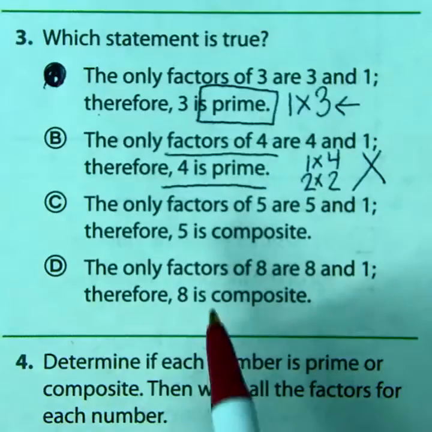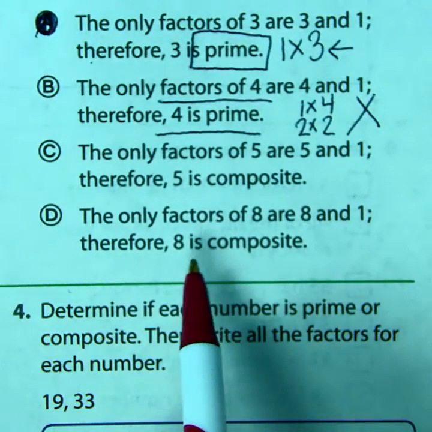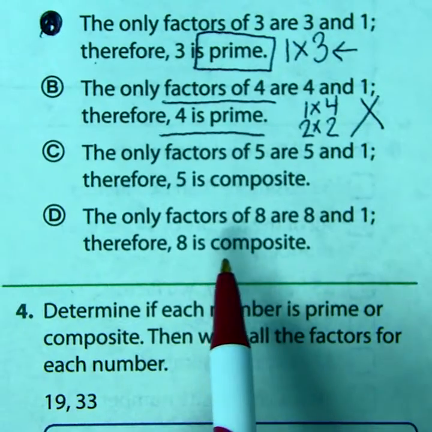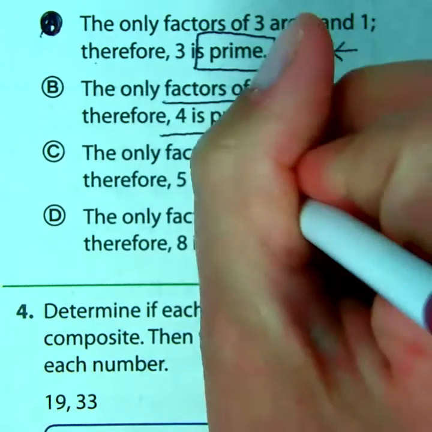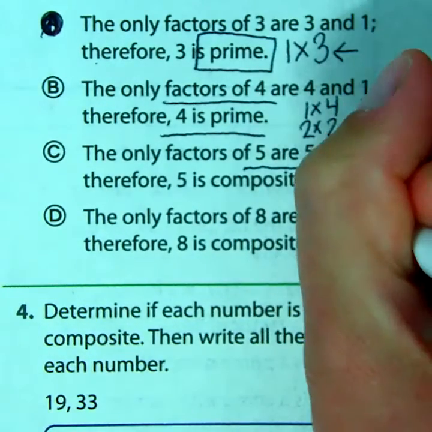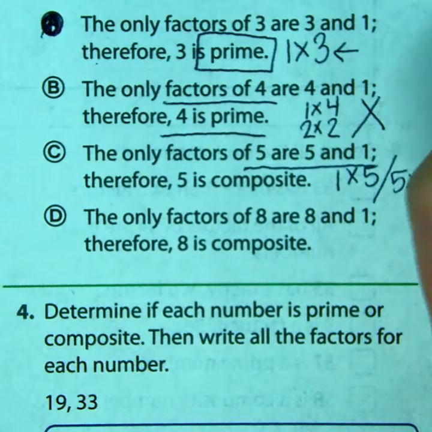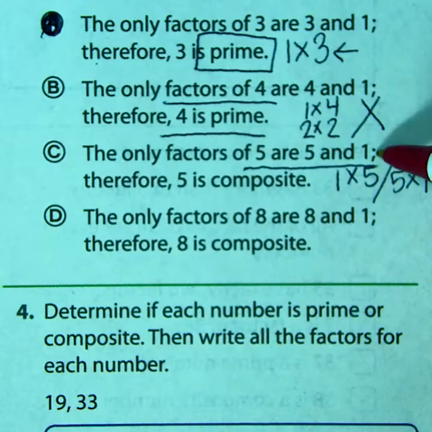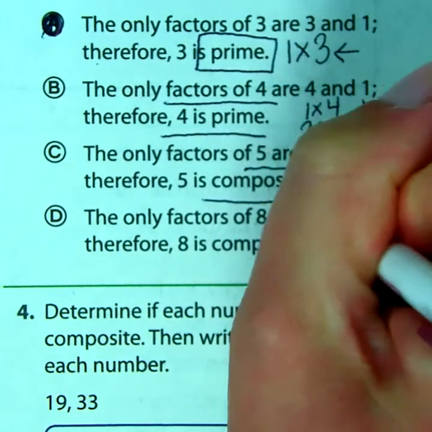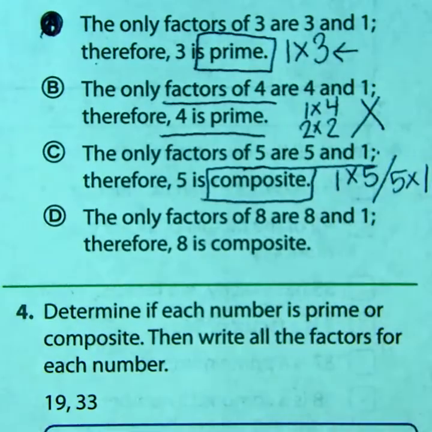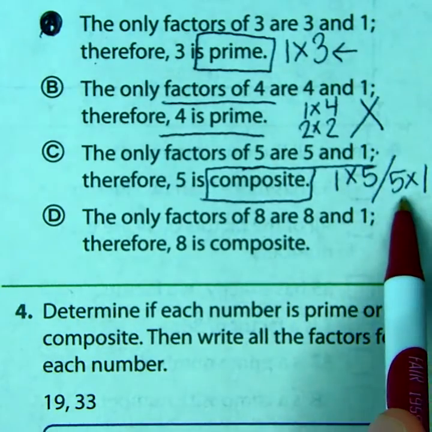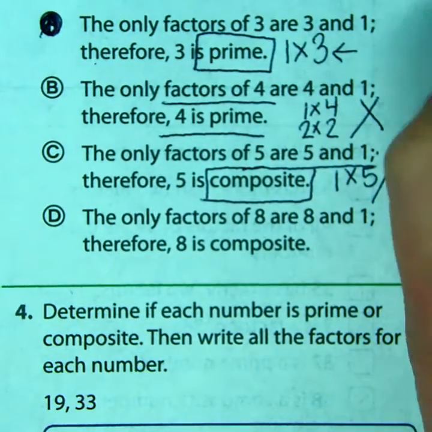Letter C, the only factors of 5 are 5 and 1. Therefore, 5 is composite. 5 and 1. Well, that sounds true. 1 times 5, which is the same as 5 times 1. So this part is correct. However, this word right here, composite, indicates that you have more than one factor. That makes this statement incorrect.